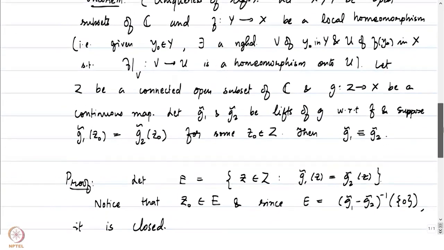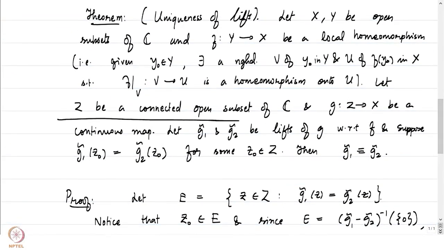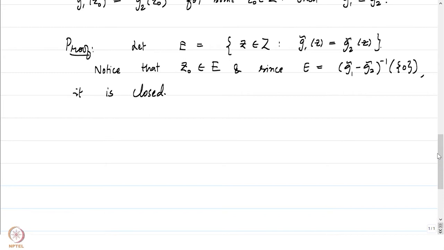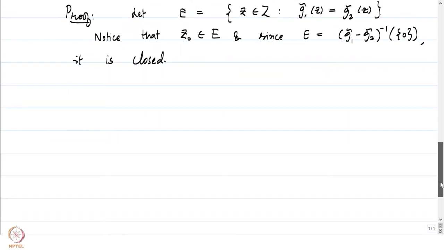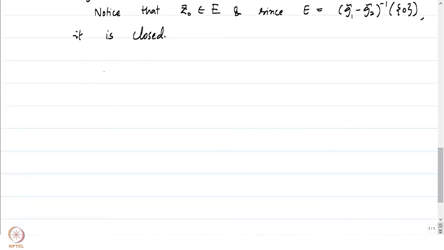Remember that we have put a condition of connectedness on the set Z, which we are going to use very crucially here. If we manage to show that our set E is an open set as well, then what we would have obtained is a separation of Z, which is non-empty. The point Z0 belonging to E ensures that it's non-empty, and the fact that it is both open and closed will tell us that it is a separation unless it's the entire set. And therefore, it will be forced that E is equal to Z, thereby proving our result. So let me just state our claim, which will establish this result. E is open in Z.